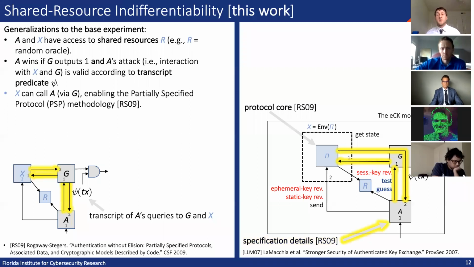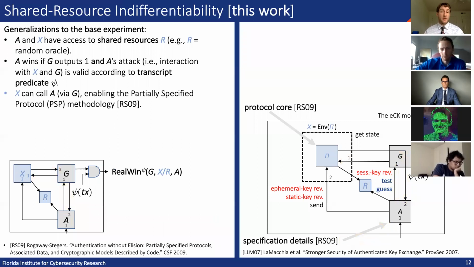The idea is that a security proof in this model holds not only for a single protocol, but a large set of protocols, where each corresponds to a different realization of the specification details. So in formalizing TLS as a partially specified protocol, our job is to ensure that the real protocol is in this set.